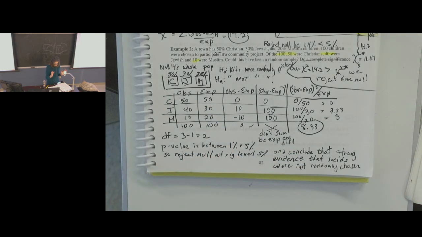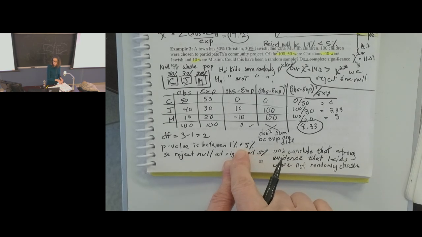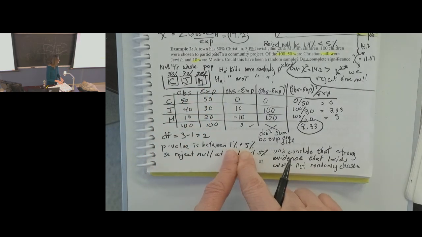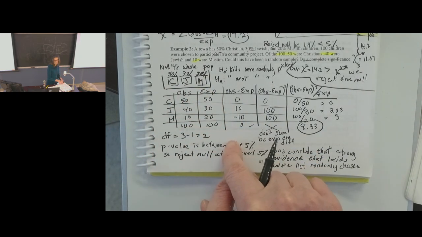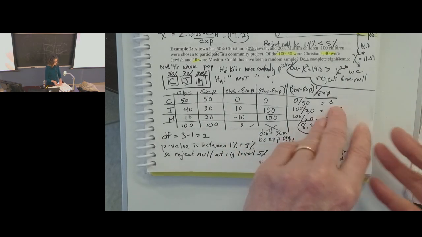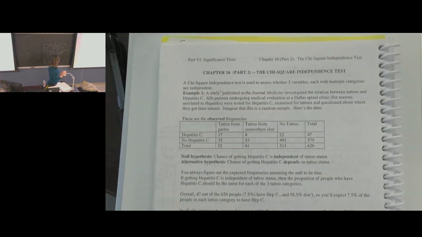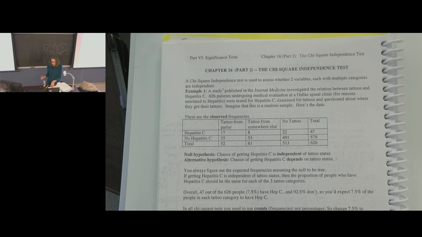Now, it could be, what's the probability that could be? Between 1 and 5%. So if they really were randomly chosen, between 1 and 5% of the time, we would see these differences. Okay? That's the idea. Now we're going to do our next chi-square test that's very similar. It's using the same exact statistic. It's just applied to a slightly different situation.